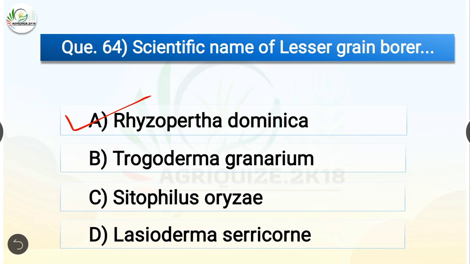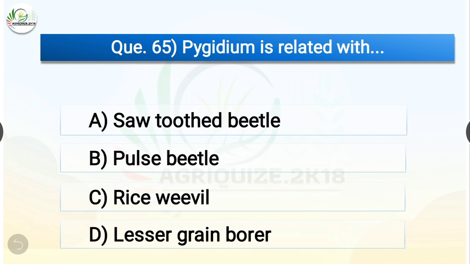Question number 65. Pygidium is related with dash. The options are sawtooth beetle, pulse beetle, rice weevil or lesser grain borer. The correct answer is option B, pulse beetle. So Pygidium is related with pulse beetle. In pulse beetle, elytra do not cover the abdomen completely, which is called Pygidium.